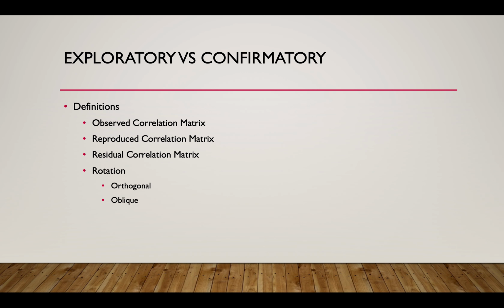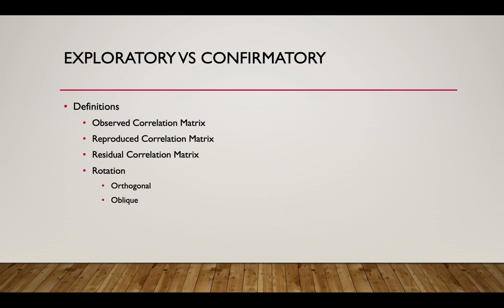The first definition that we have to cover is the observed correlation matrix. The observed correlation matrix is the correlation matrix produced by all of your observed variables. It is just a simple correlation matrix. If you have 15 items and you correlate all 15 items, that's your observed correlation matrix. The reproduced correlation matrix, in contrast, is the correlation matrix that is implied by the factor solution that you come up with. The residual correlation matrix is the difference between the observed and the reproduced.